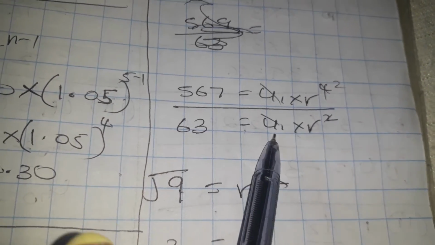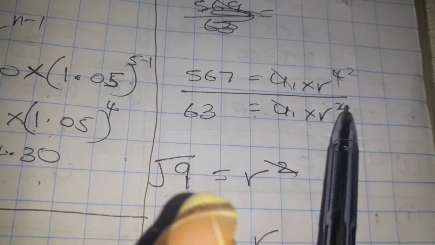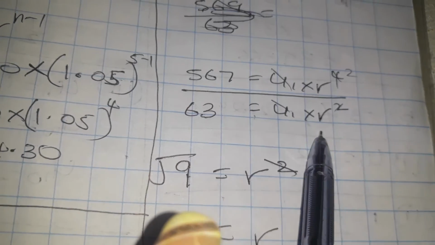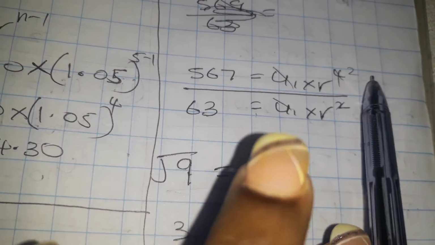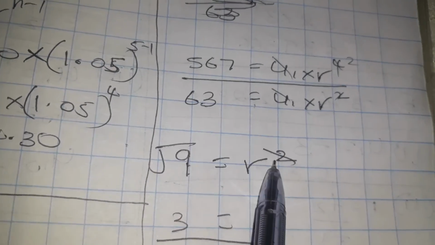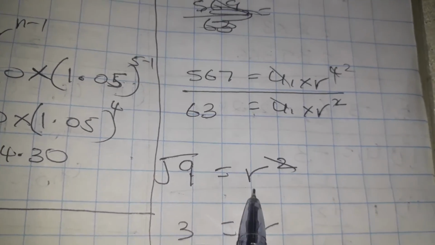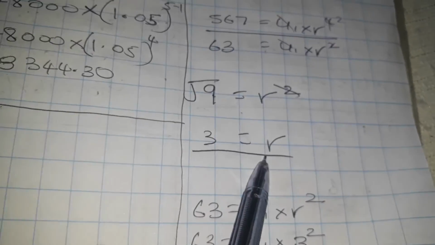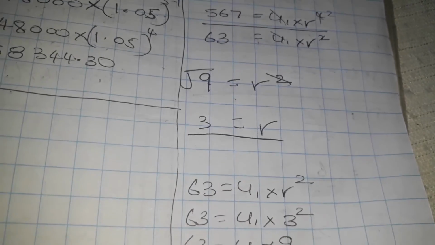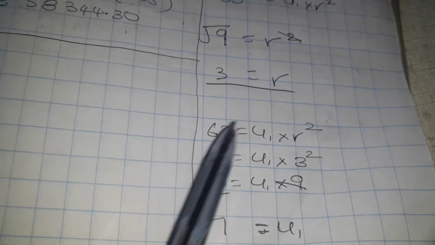U1 and U1 will cancel. R to the power of 4 divided by R squared. So there are 4 R's on the top, there are 2 R's here. Once I cancel the 2 from the bottom and 2 from the top, I'm left with 2 R's on the top. There you go. Right? To find the value of R, square will go as square root, and my value for R is 3. So I found my R.